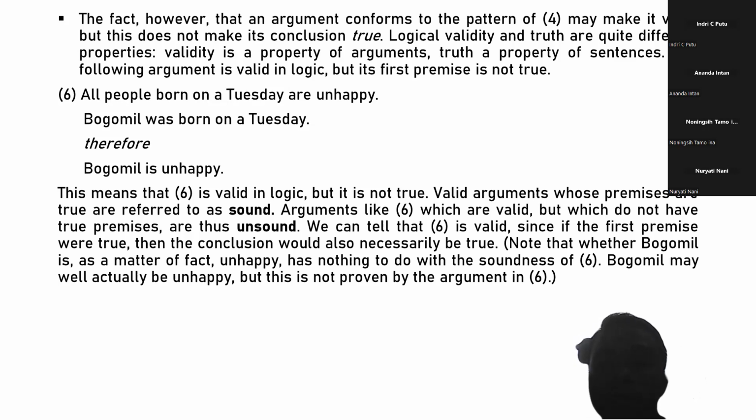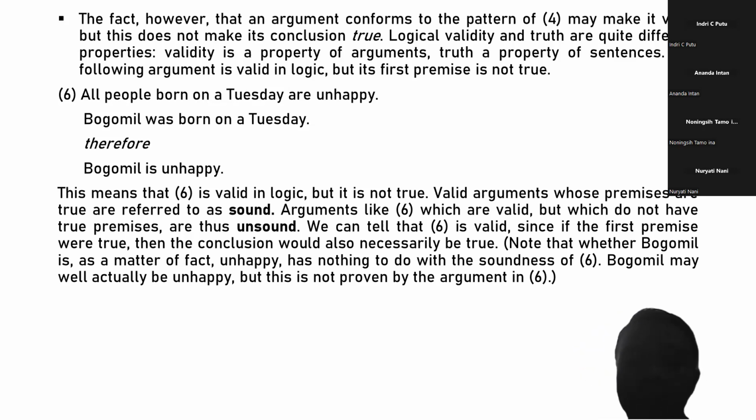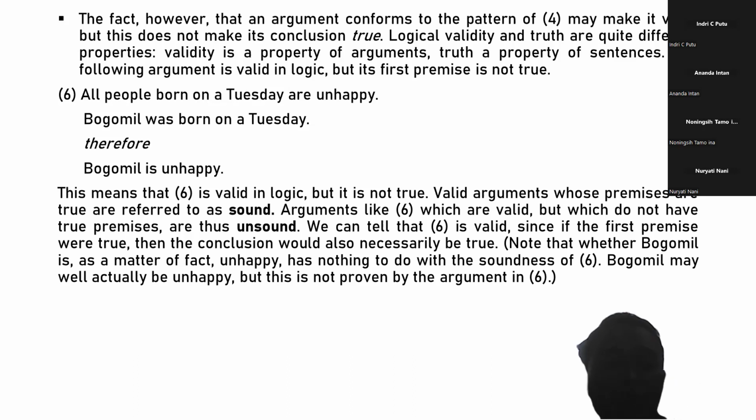We can tell that 6 is valid since if the first premise were true, then the conclusion would also necessarily be true. Note that whether Bogomil is, as a matter of fact, unhappy has nothing to do with the soundness of 6. Bogomil may well actually be unhappy, but this is not proven by the argument in 6. You have to be focused in identifying or analyzing these premises. This means that 6 is valid in logic.